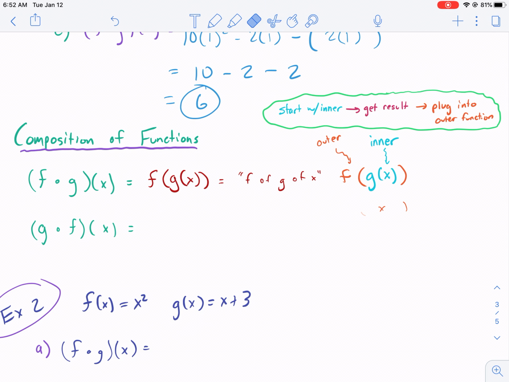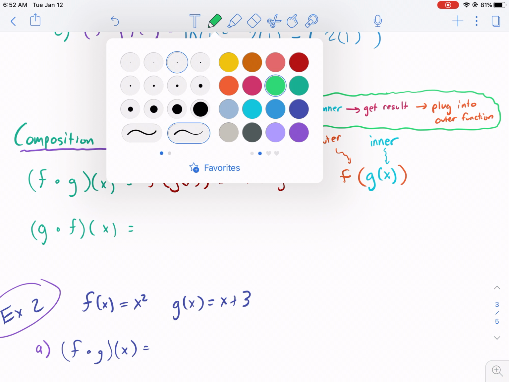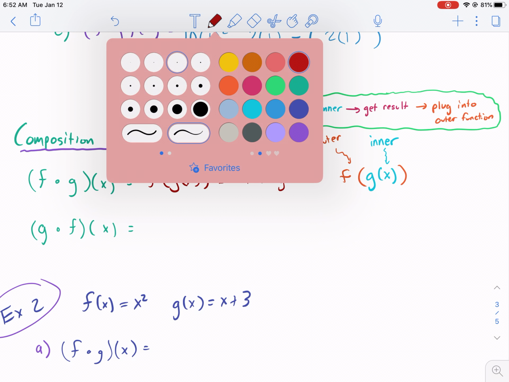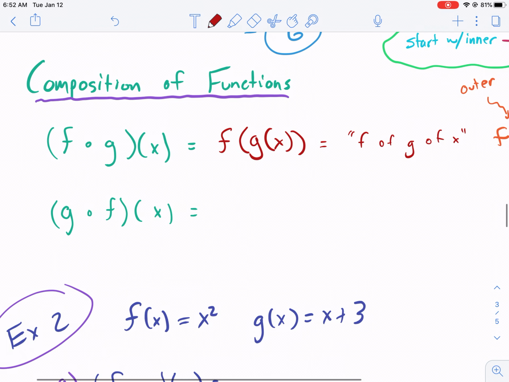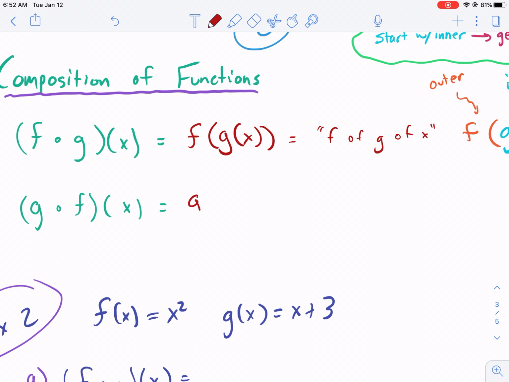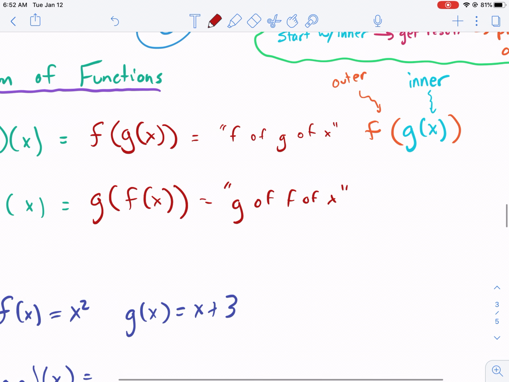Okay, so I'm going to actually erase this. You kind of get the idea. We have an inner function and an outer function with composition of functions. So let me just reiterate it here with this one. Now it's g composition of f, g of f of x. So this is on the outside. Can you identify the inner function as I write this? Hopefully you said the inner function this time was f of x. So f of x was the inner function here.